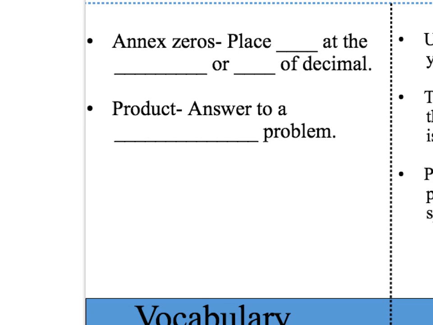Annex zeros, you remember from yesterday, means to place 0 at the beginning or end of a decimal. Product is an answer to a multiplication problem.